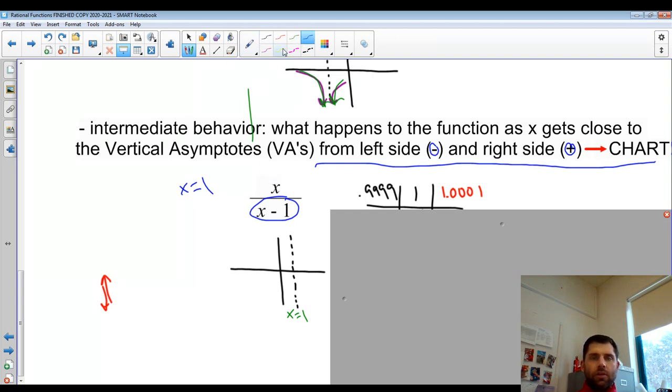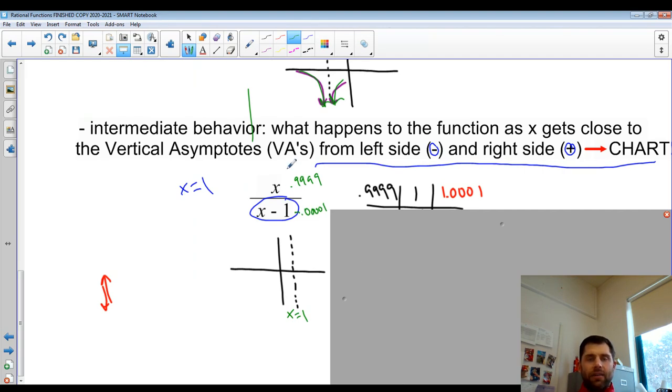So really all we need to do, we don't need an exact value. We just need to know if this is an overall positive or negative output. So if I put 0.99999 in for my numerator, that's a positive value. If I put 0.999999999 in for my denominator, it becomes just barely negative, right? 0.999999999 minus 1 is negative 0.000001. So this becomes a negative denominator.